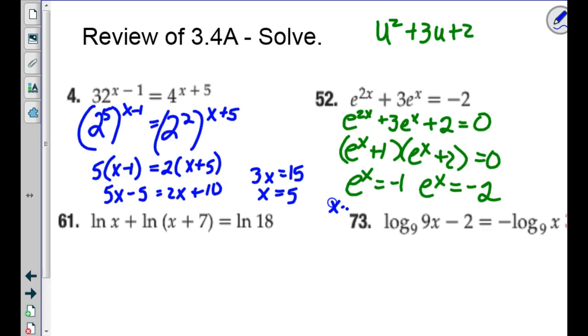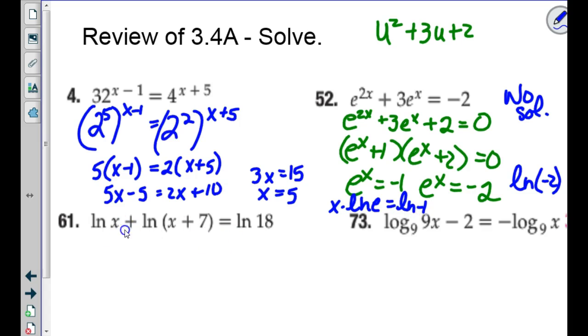So we'd have x times the natural log of e equals natural log of negative 1. But can you take the log of negative 1? No. So same is going to happen over here, right? We're going to have ln of negative 2, which we also can't do. So this one has no solution. But at least we reviewed the idea. We'll do some more tomorrow.